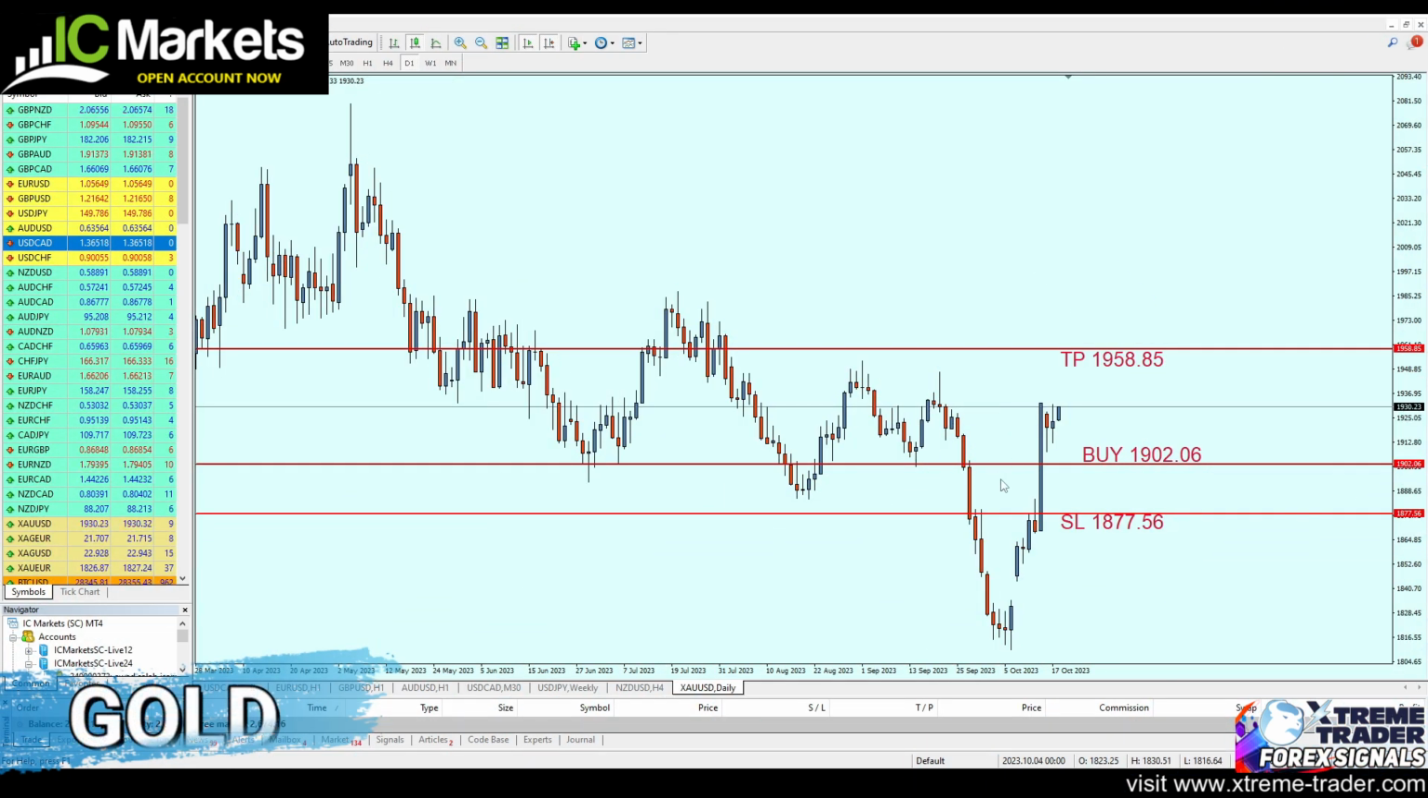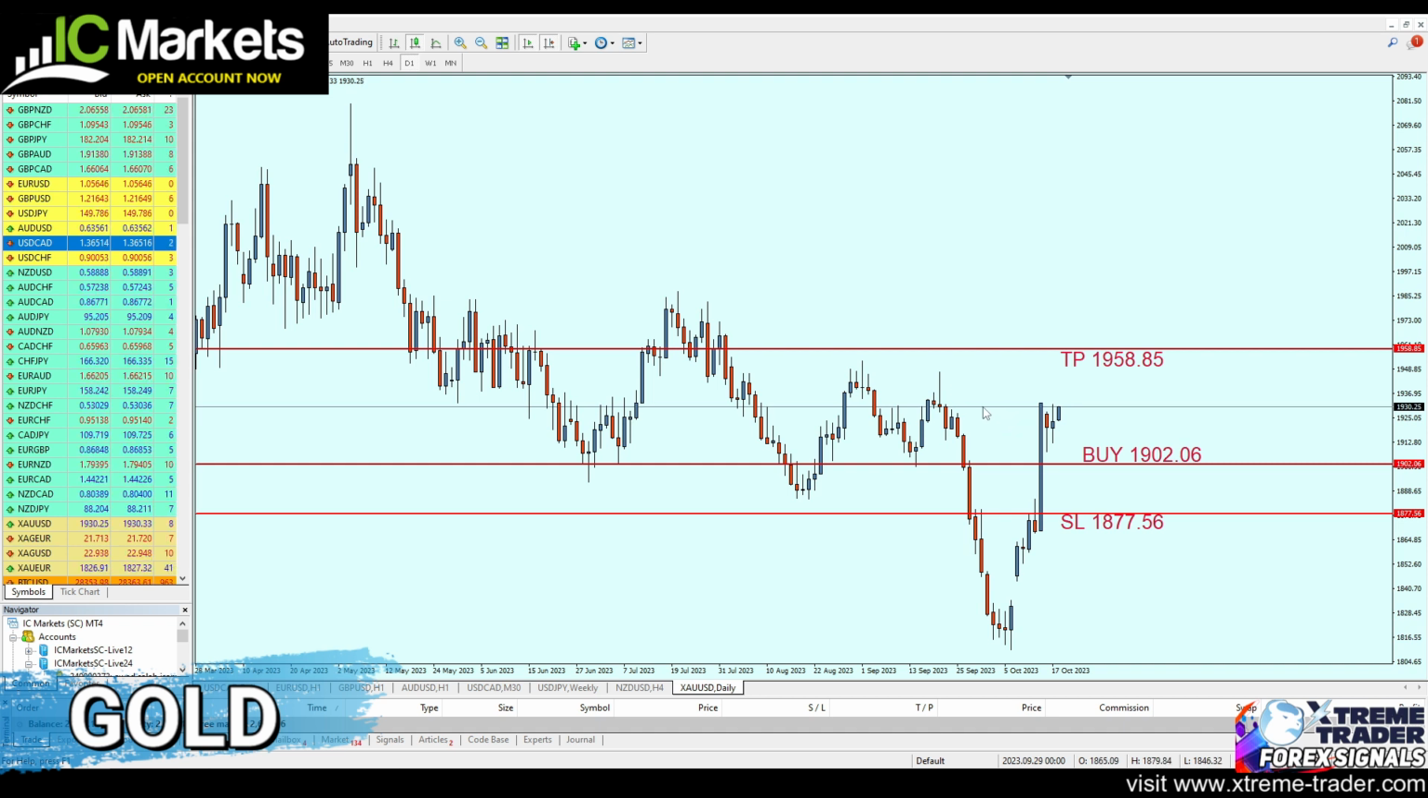All right, so regarding gold, it's rising as I have expected, and I sent a deal of the day to buy the gold exactly from this level at 1902.06. However, the gold just kept rising. Now it's a matter of where exactly we can consider buying the gold again.